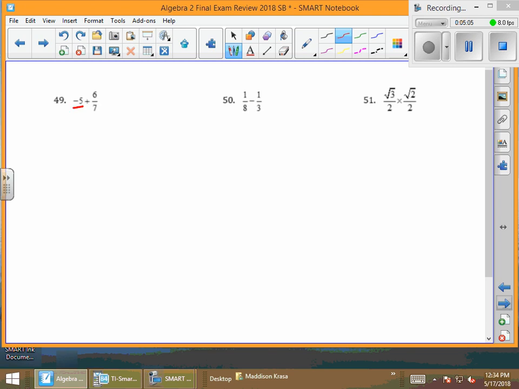Okay, so this next one, we automatically go ahead and make that -5 a fraction by putting it over 1. Now, when we have addition, this is where we have to get common denominators.